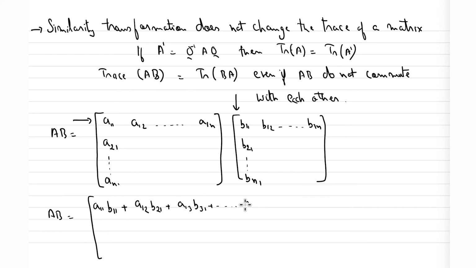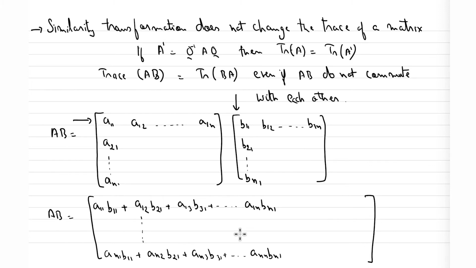And the last one will be A1n Bn1. This is my first element of first column, first row. Similarly, I can write the last element in this as An1 B11 plus An2 B21 plus An3 B31 plus Ann Bn1, right? And similarly here, if I go, I can write the other elements.